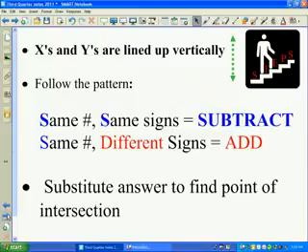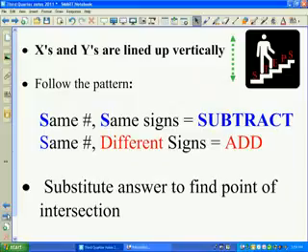I'm going to show you some examples shortly. The next thing is same number, different signs, you're going to add. So if they're the same number, but one is positive and one is negative, you're actually going to add those two equations, just like back in the day.